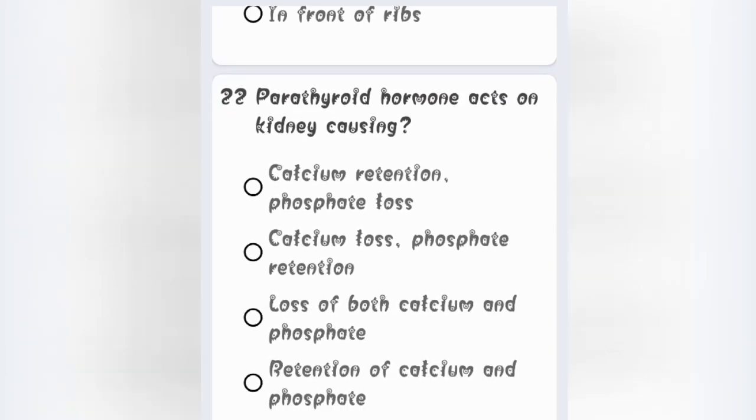Now next question is 22. Parathyroid hormone acts on kidney causing: option A, calcium retention, phosphate loss. Option B, calcium loss, phosphate retention. Option C, loss of both calcium and phosphate. And option D is retention of calcium and phosphate. The answer of this question is calcium retention and phosphate loss, option A.